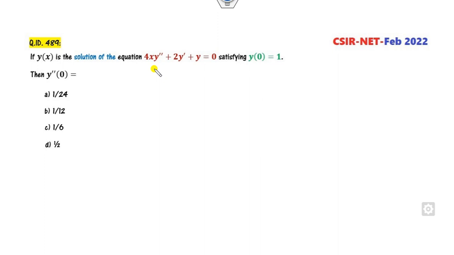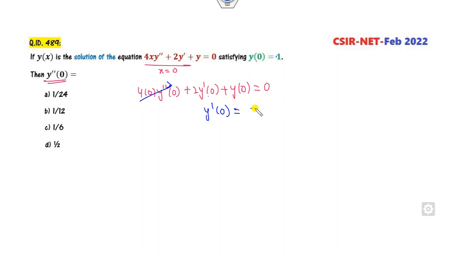Okay, look at that. Which of the following will satisfy y 0, y double dash 0? So y 0 is there, but we need y double dash. Okay, so I can take x equal to 0 here. So at 0, y double dash 0, 2 y dash 0, y dash 0 is here. So this will be 0. Y of 0 is 1, so I can find the value of y dash 0 is minus half.